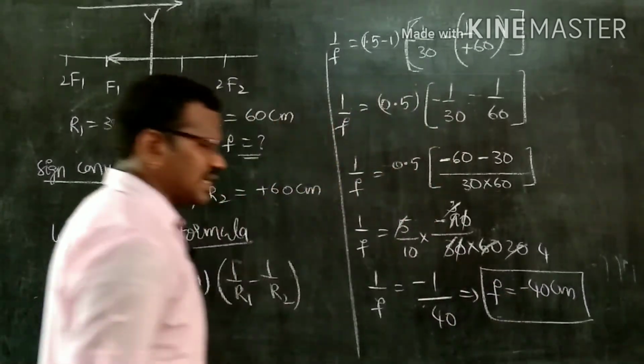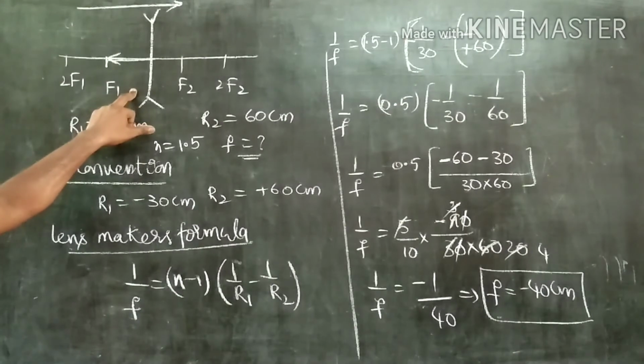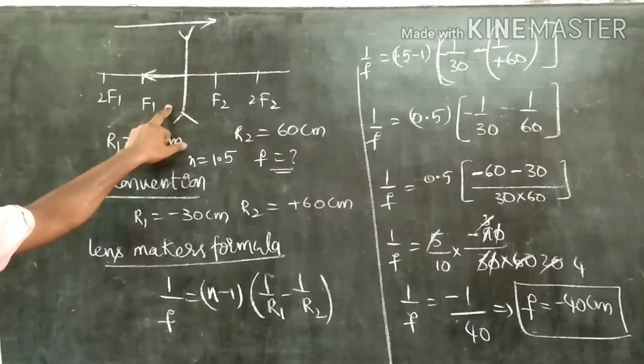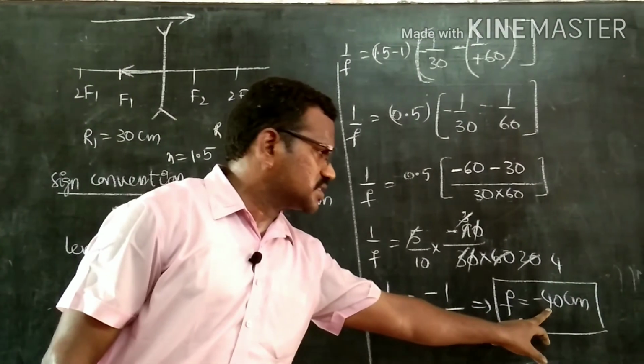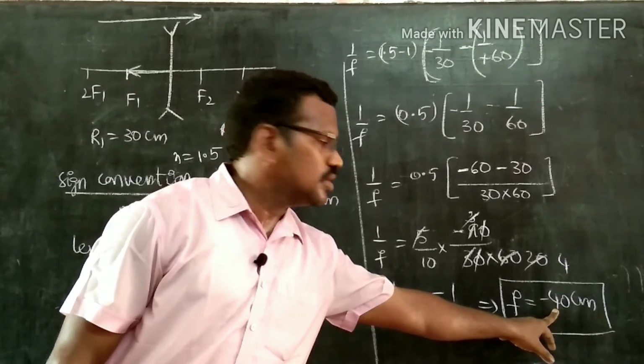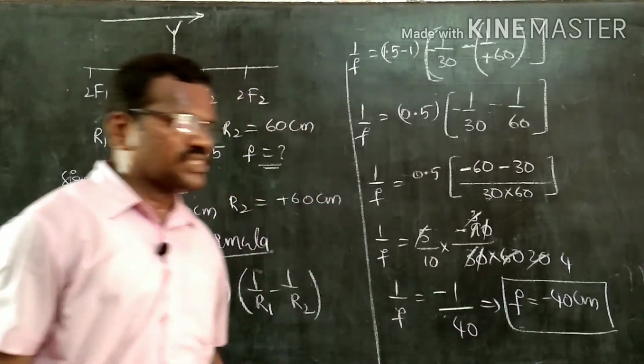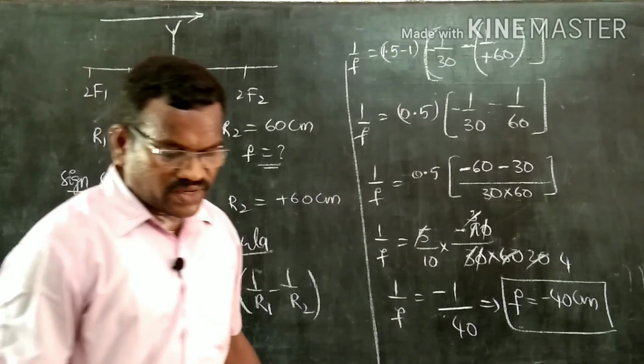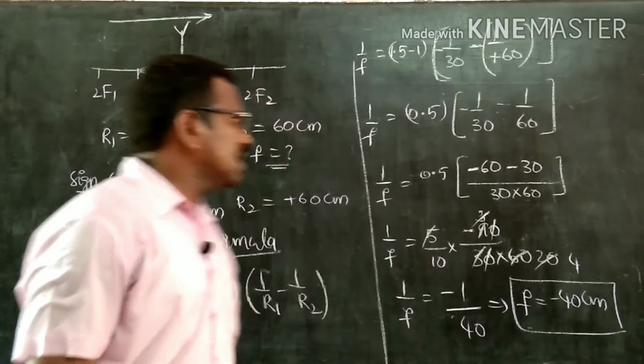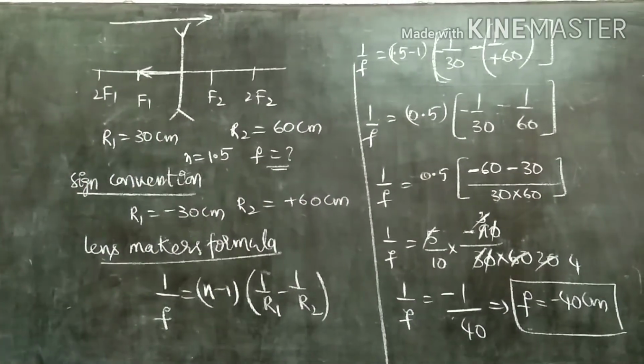Sir, why did you get minus? The given lens is a biconcave lens. For a biconcave lens, the focal length is always considered as negative. So f is equal to minus 40 centimeters. This minus indicates the given lens is a biconcave lens.